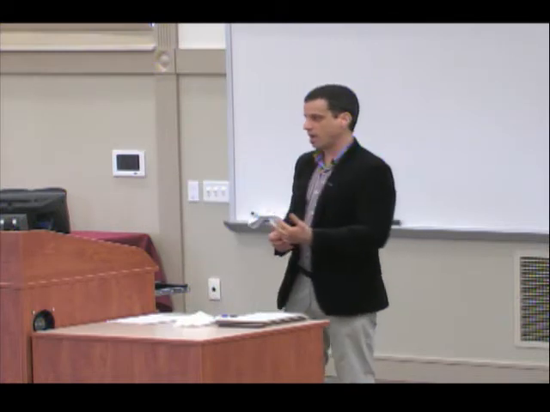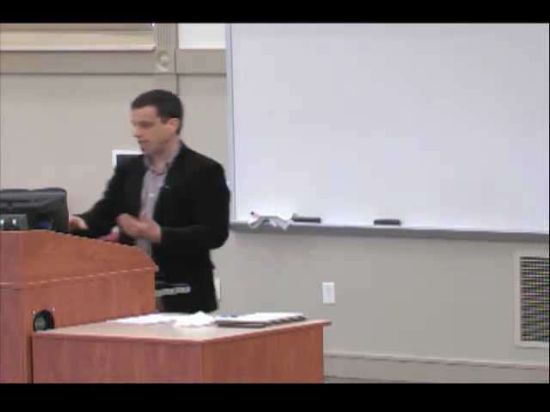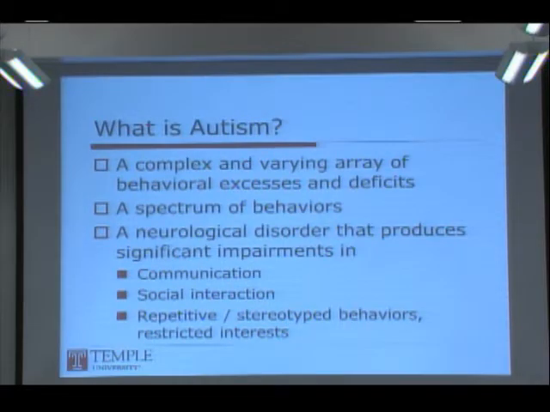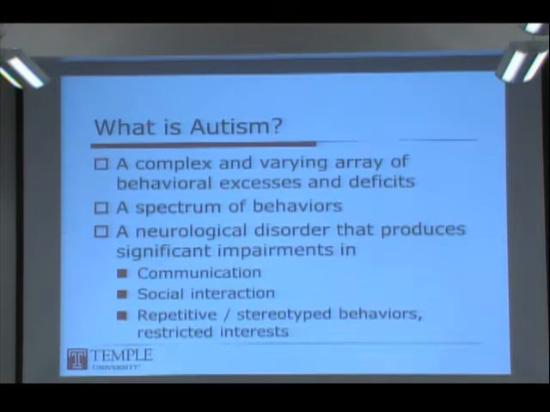So what is autism? Well, it's a complex array of behavioral excesses and deficits, and it's a spectrum of behaviors. And the people with autism spectrum disorder share a lot of things in common. They're each individual, and the way autism looks in one student is going to be very different than the way it looks in another student. The three main areas that are affected in autism are communication, social interaction, and repetitive stereotyped behaviors, restricted interests.